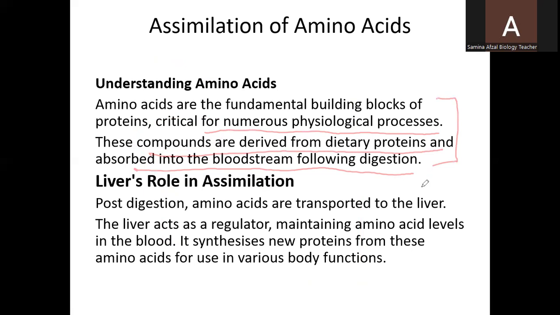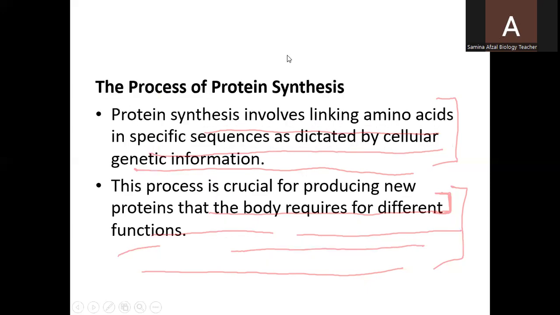Post digestion, amino acids are transported to the liver. After absorption, they are transported towards the liver, and the liver acts as a regulator, maintaining amino acid levels in the blood. It synthesizes new proteins from these amino acids for use in various body functions. So, protein is synthesized in the body. In the next slide, we will discuss how this protein synthesis takes place.